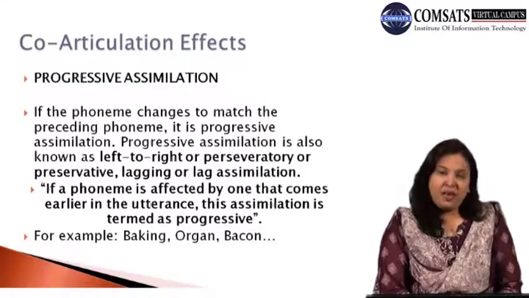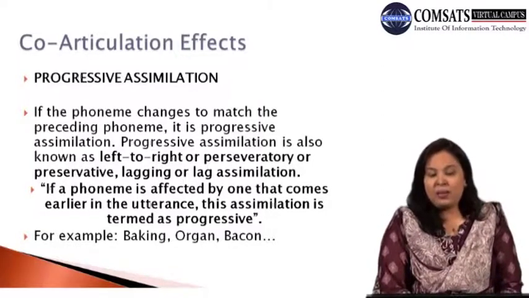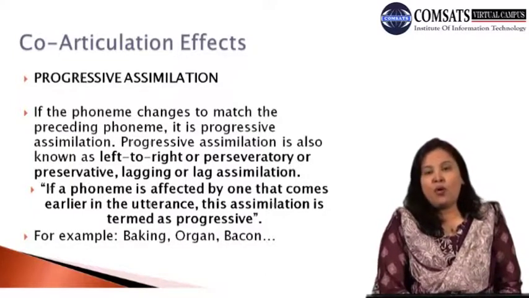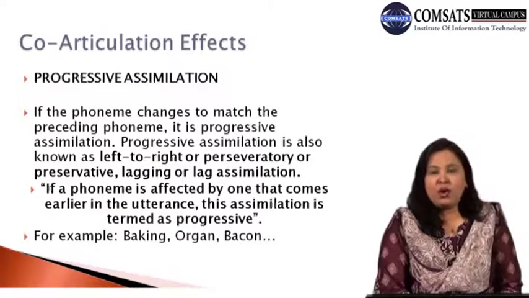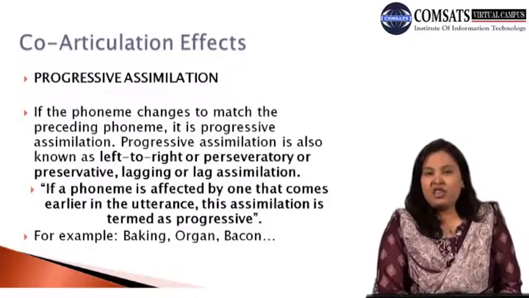If a phoneme is affected by one that comes earlier in the utterance. For example, look at the word organ. Now what happens? Before the vowel a, there is the sound ga. So when we try to pronounce it, the a vowel gets mixed up somewhere with the ga sound, with the preceding phoneme. We try to quickly jump from ga to na sound, almost mixing the vowel as a schwa sound with the ga sound. So this is progressive assimilation.